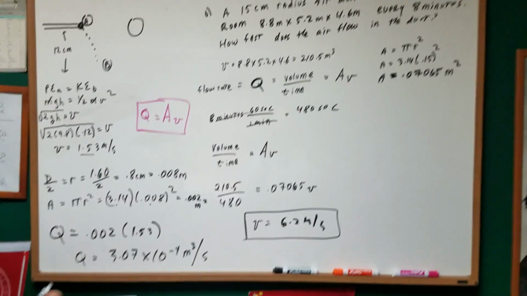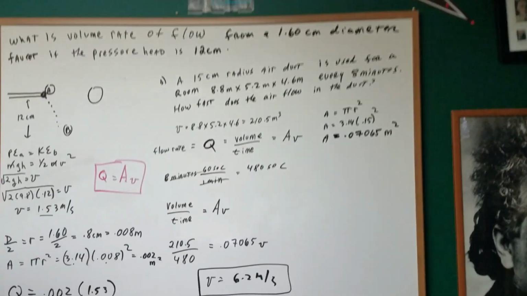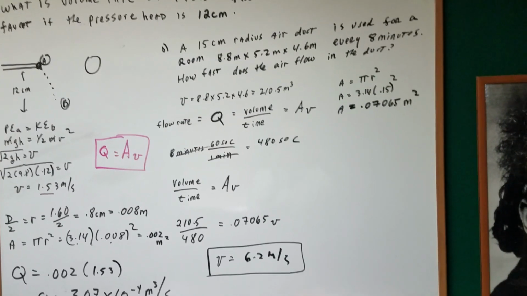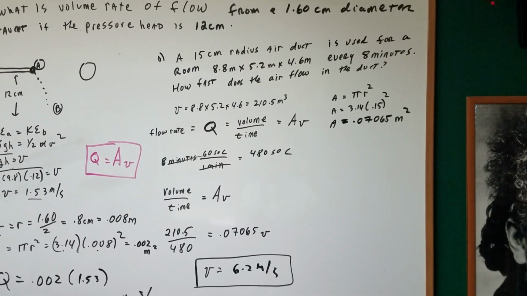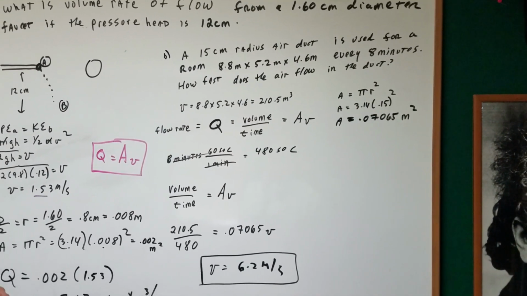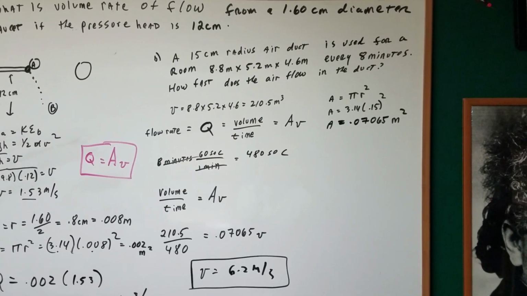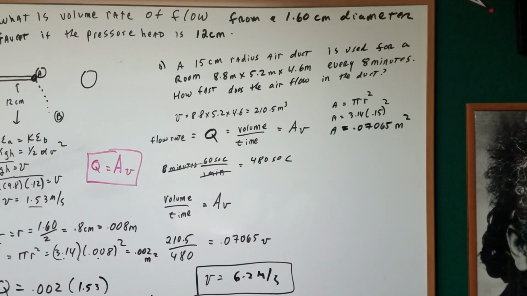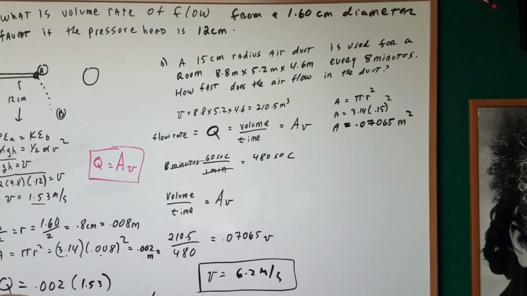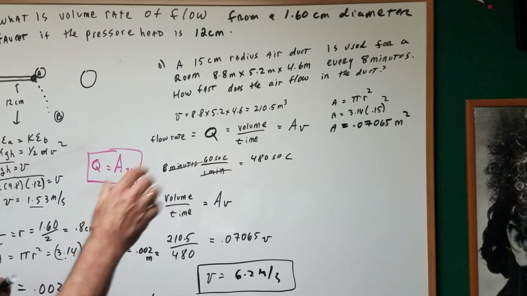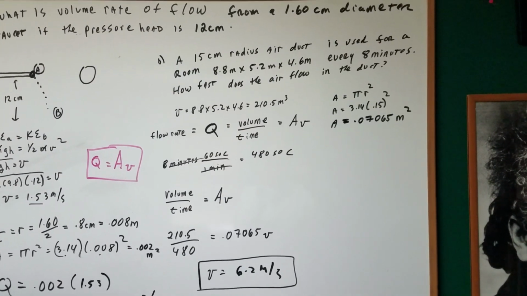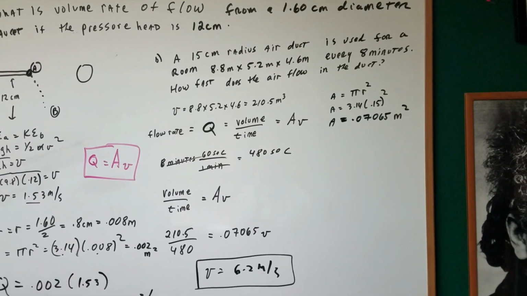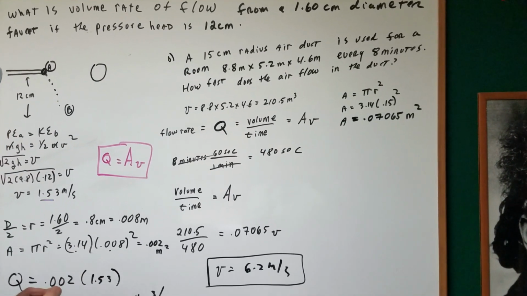All right, let's try another one. A 15 centimeter radius air duct is used for a room. The room is 8 by 8 meters times 5.2 meters times 4.6 meters every 8 minutes. So this air is going to be coming through the room in 8 minutes. How fast does the air flow in the duct?